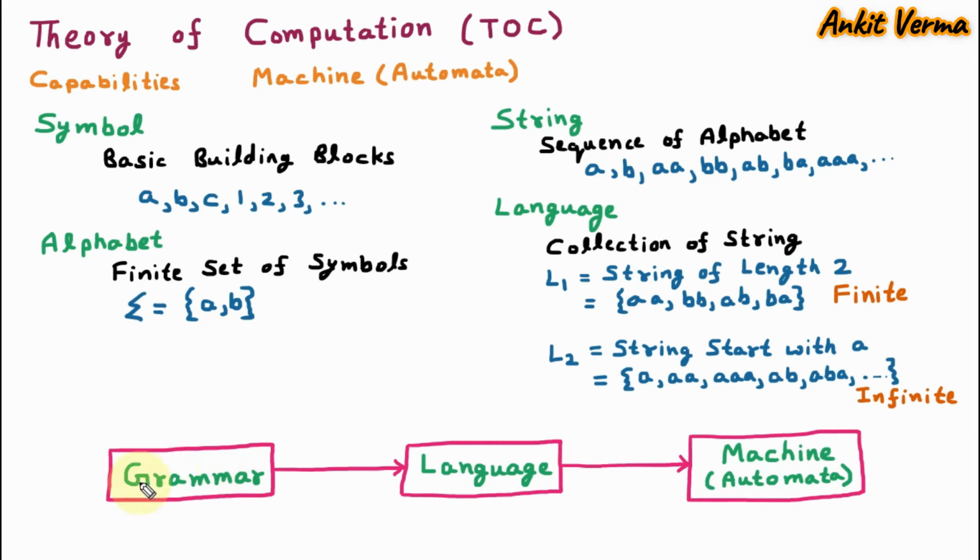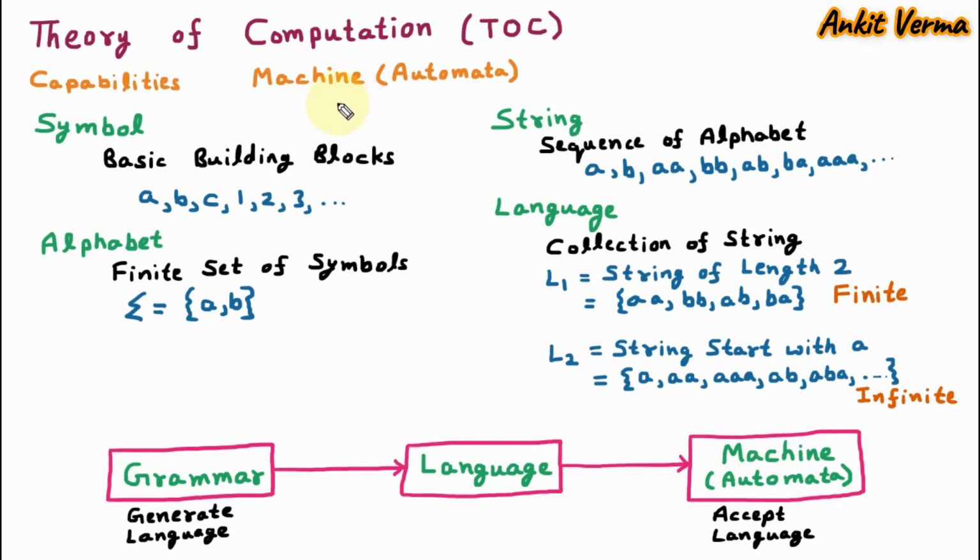Next thing is grammar. These are the language generators, means they generate the language. So from grammar, the language is generated. Next thing is machine. It is the language acceptor. That means they accept language.